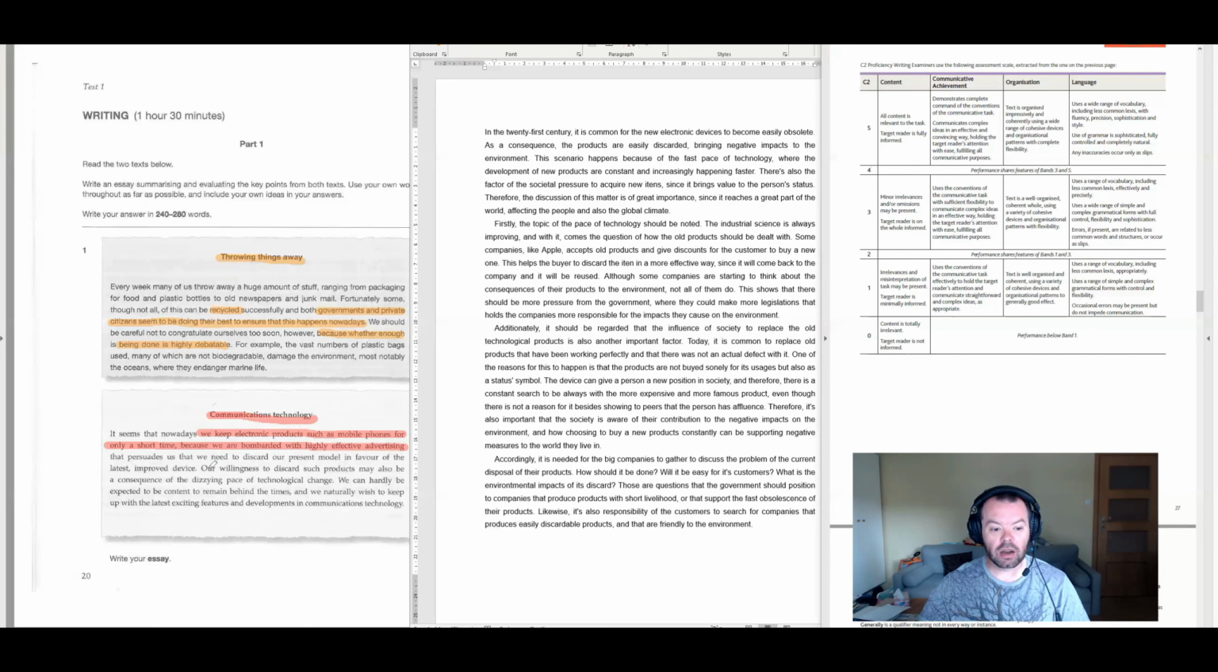The second one is, our willingness to discard such products may also be a consequence of the dizzying pace of technological change. So rapid technological advances also contribute to this way of seeing technological devices as disposable. Okay, so I've highlighted the content points in the first text in orange, and I've highlighted the ones in the second text in red. So now we're going to look at the student's response, which is over here.